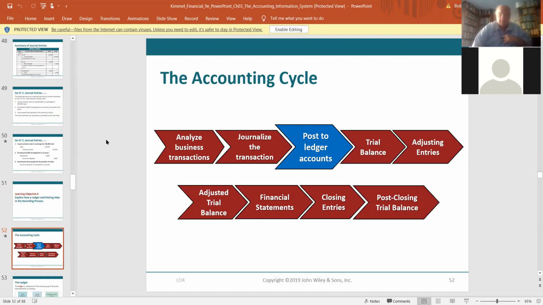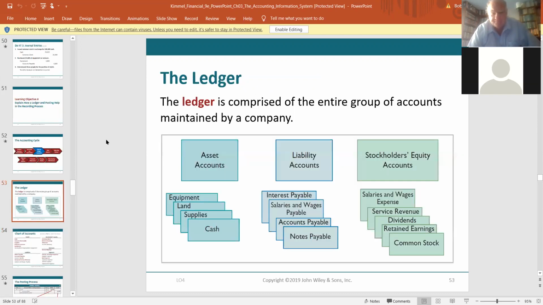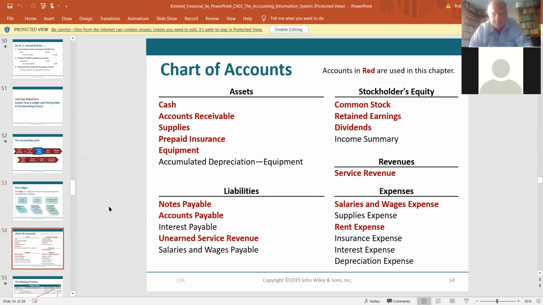So let's see what this is all about. The ledger, your general ledger, is comprised of the entire group of accounts maintained. Think of the general ledger as a bunch of folders. You have assets: cash, supplies, land, equipment. Those are your assets. Then liabilities, the payables, and stockholders' equity. Your general ledger is going to have one folder for each account. You're going to have one called cash, and it's going to have the debit side and the credit side. It's going to show the balance.